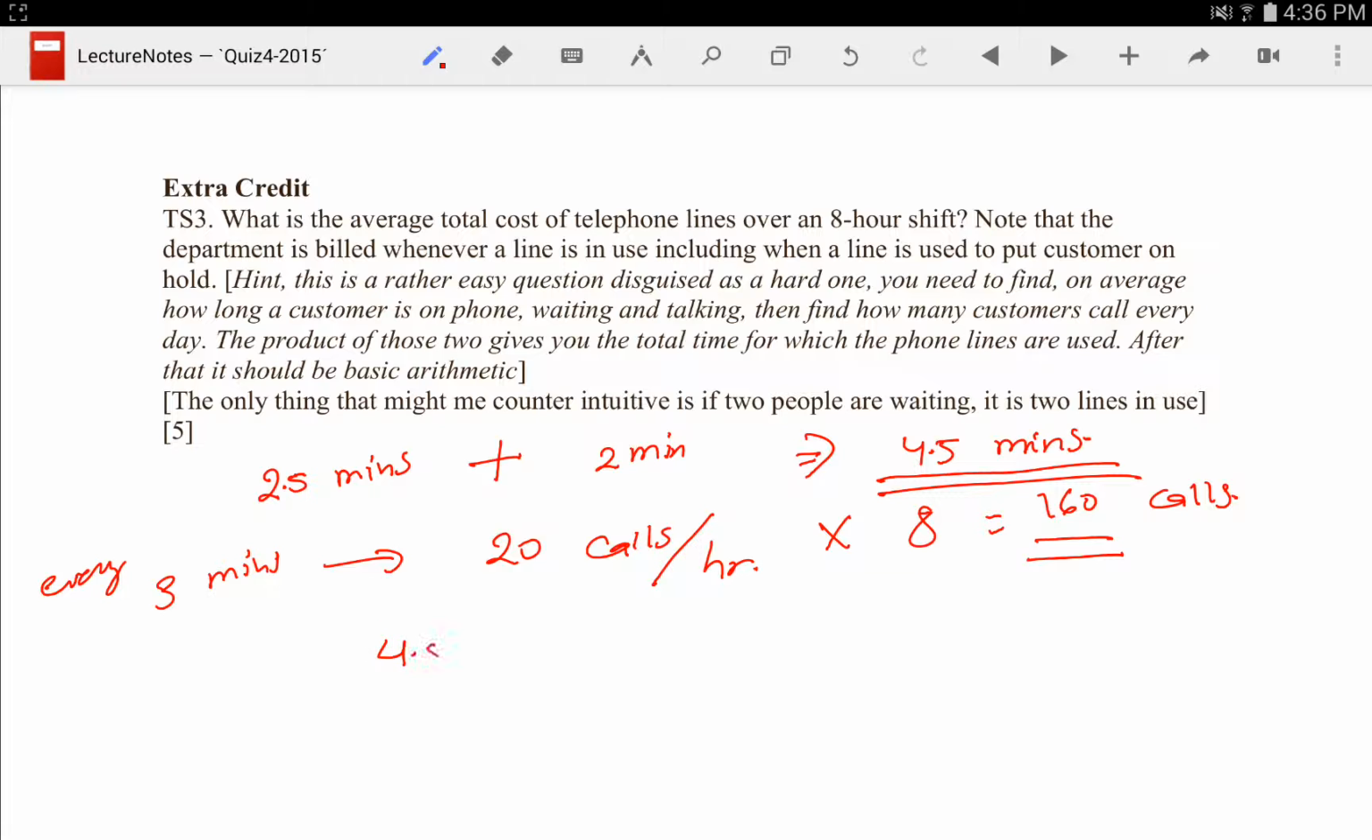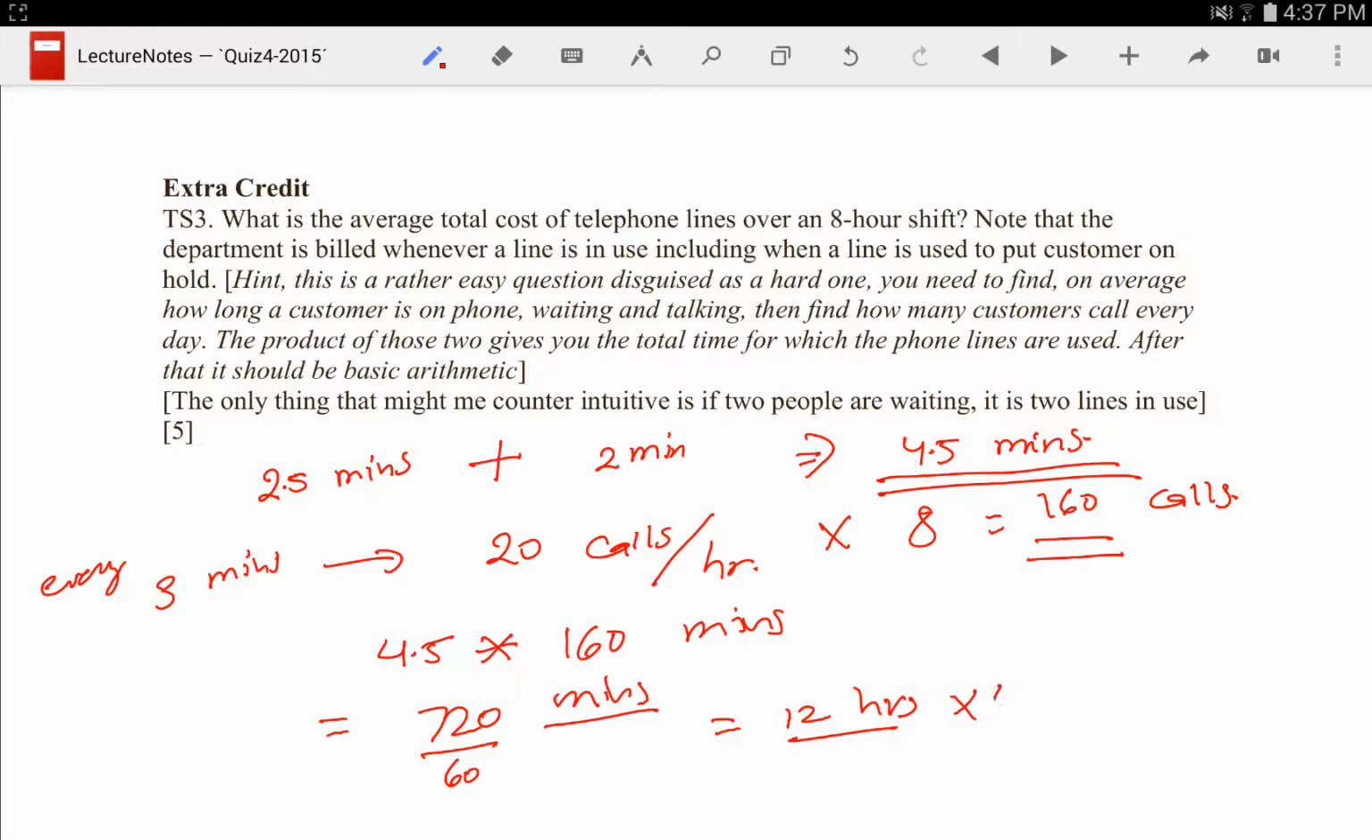That means altogether you spend 4.5 times 160 minutes worth of telephone time. Again, a lot of them are waiting, but different lines are used when different people are waiting. So altogether 720 minutes worth of telephone time is used. Divided by 60, that is equivalent to 12 hours of telephone time. 12 hours times 60 minutes at $5 is altogether $60 you have to pay the telephone company.